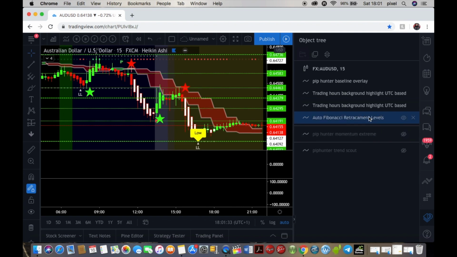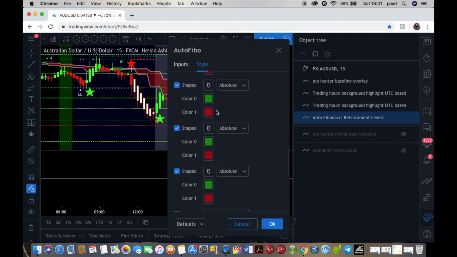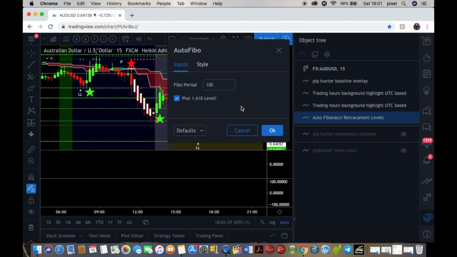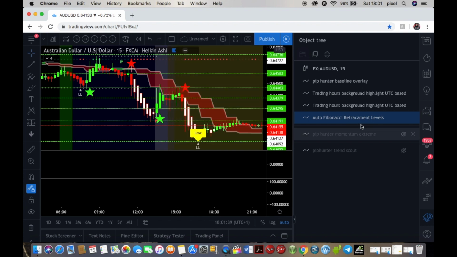Auto Fibonacci, everything is left on default on Auto Fibonacci, so I don't really need to go through that. I haven't changed anything. And then I've got Pip Hunter Momentum Extreme.